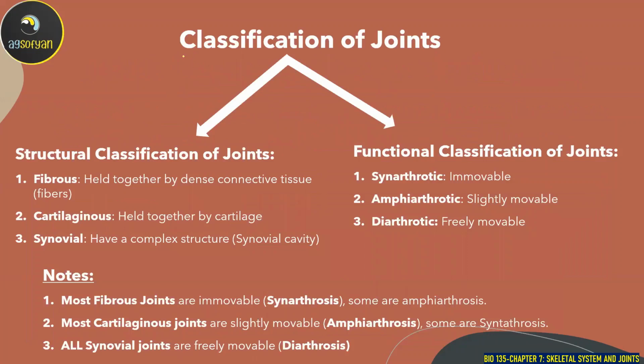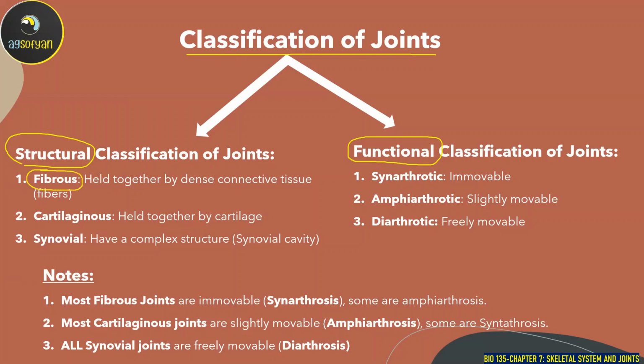Okay, there are types of joints, so they can be classified based on structure or anatomy, or they can also be classified based on function or physiology. Now, based on the structure, how it looks, or what type of tissue makes up the joint, there are three types of joint. The first one is called the fibrous joint.